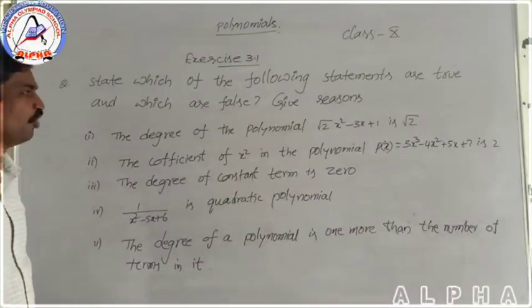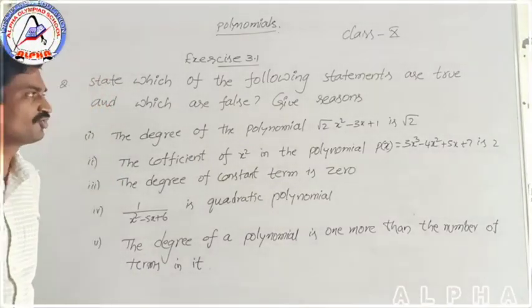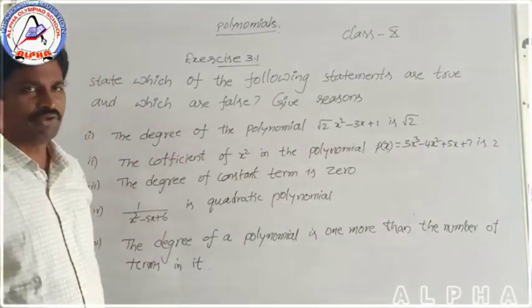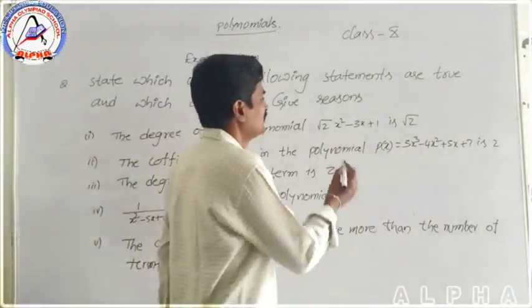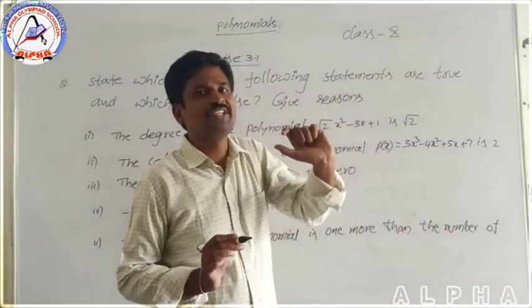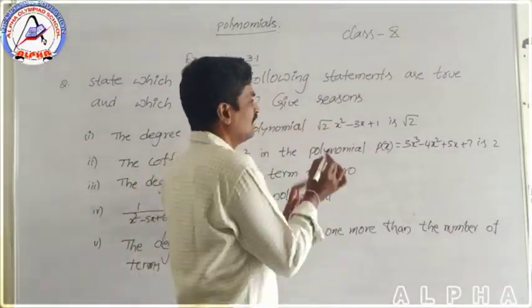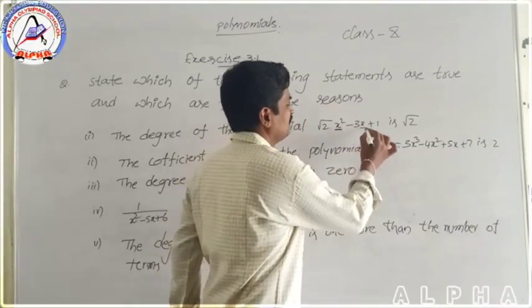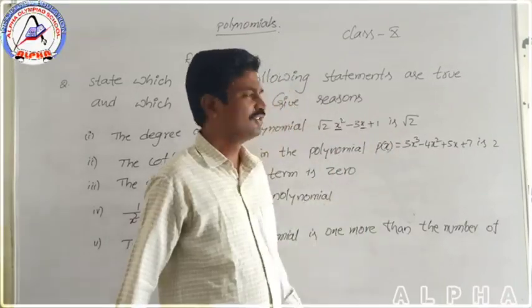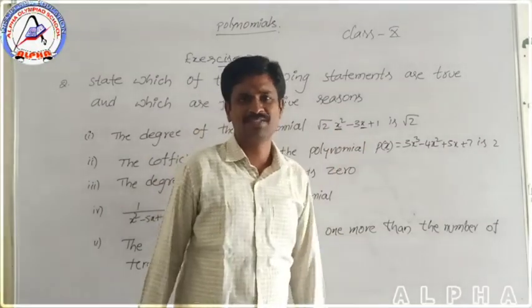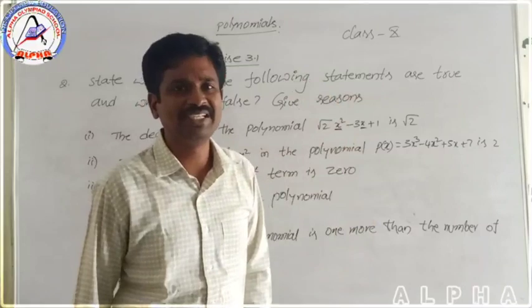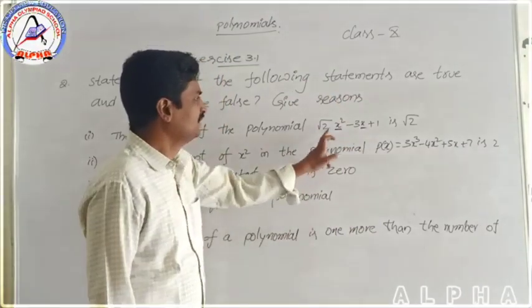The degree of the polynomial root 2 x square minus 3x plus 1 is root 2. When you have to find its degree, degree means the variable's exponent is taken as degree. Its degrees are 2, 1, and 0. So the maximum degree is 2, but there is given root 2. So the statement is false. Its degree is 2.